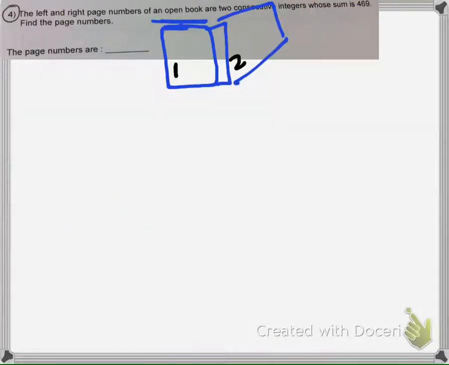Okay, so let's take a look at example 4. Again, read it, think about it, and then push play.